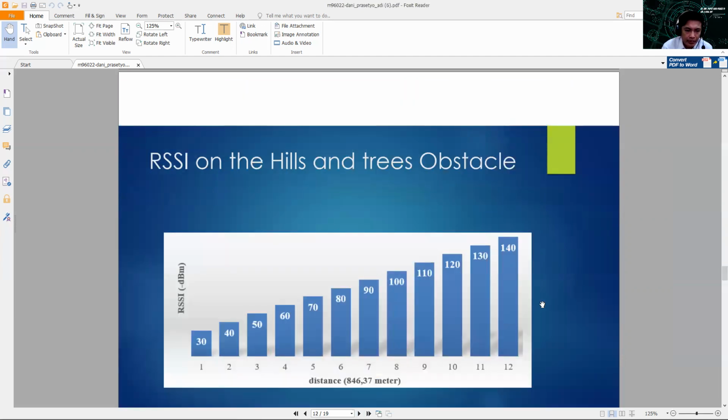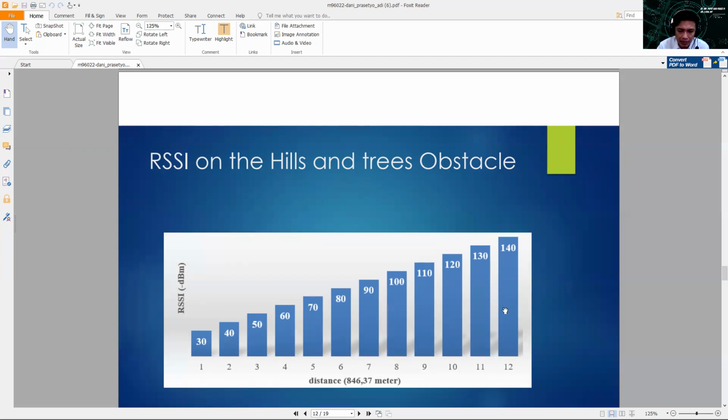And this is the RSSI with hill and trees obstacles. The hills and trees obstacle produce a high attenuation. At 849 meters, the RSSI is around minus 140 dBm, and this is very big. It obtains a big obstacle and gets big attenuation. So the signal is very bad on the hills and trees.